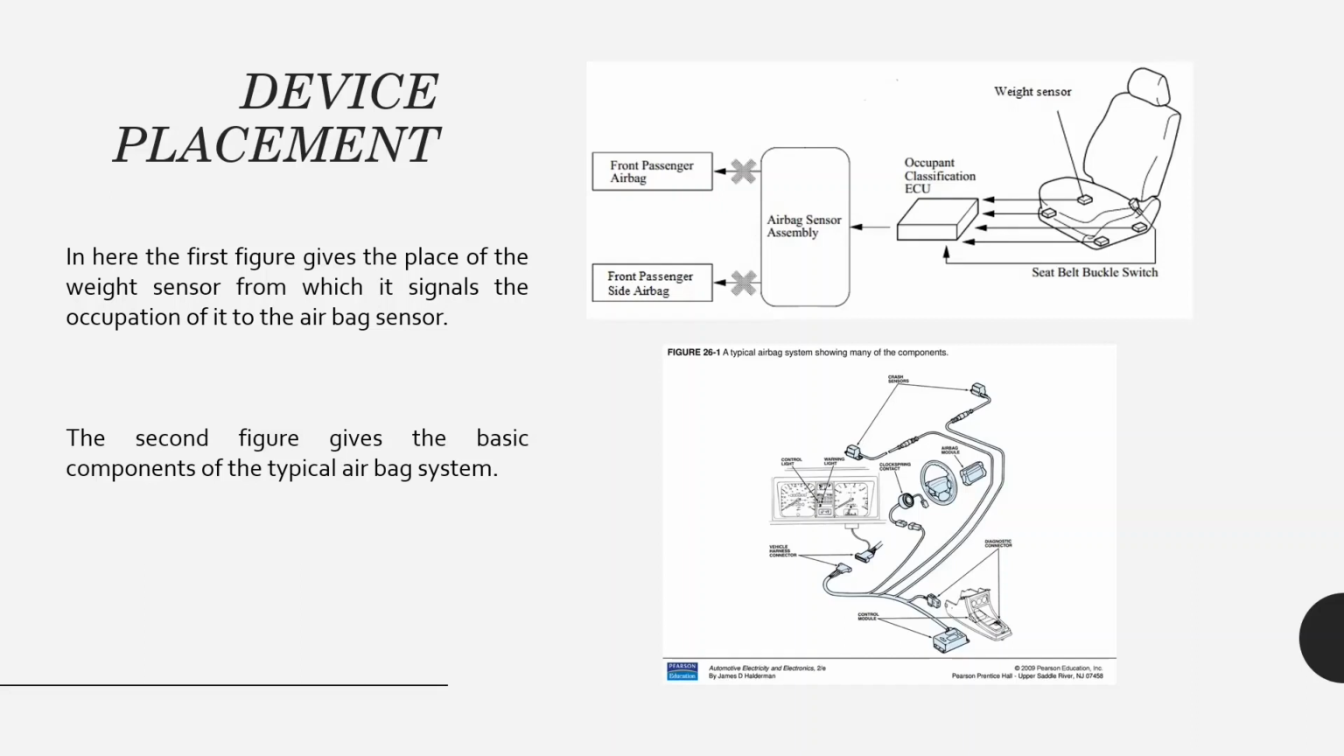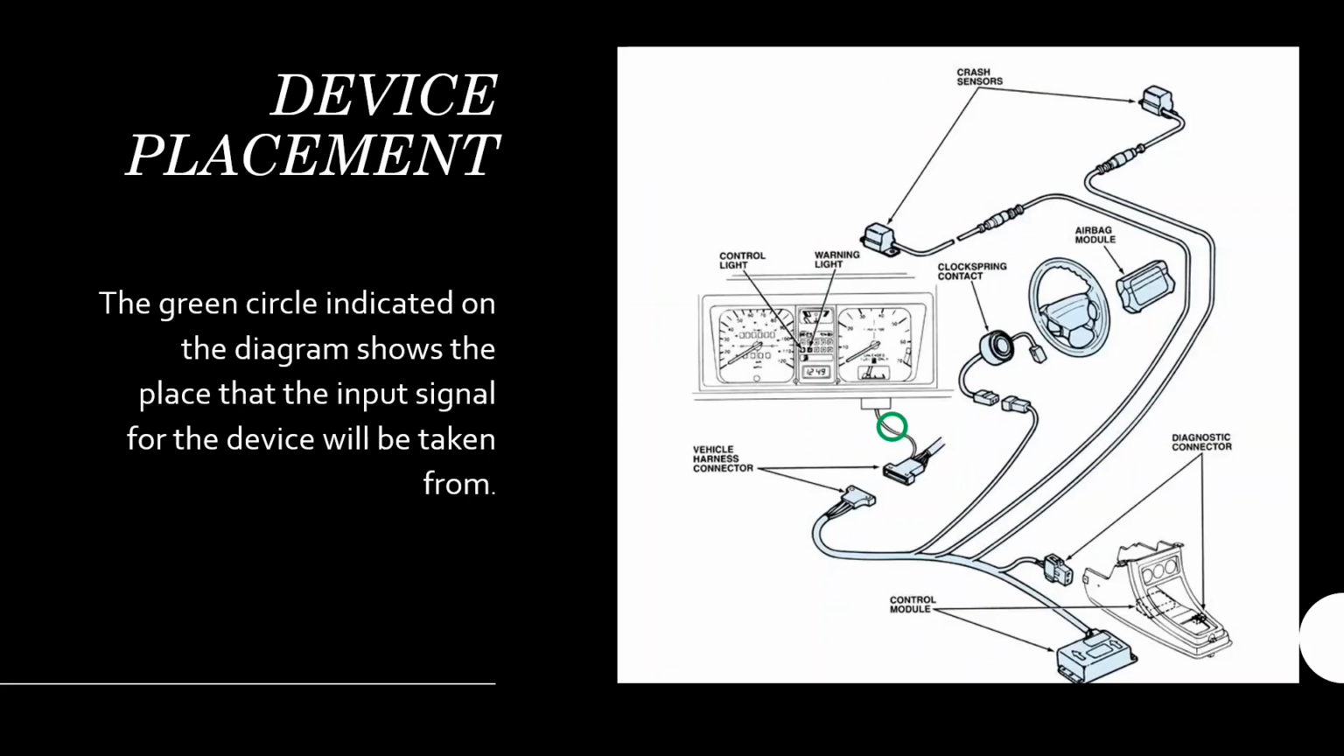And if there is an ECU present, the airbag control unit will send the signal to the ECU saying airbags have been deployed, and then the ECU will send the signal to the dashboard to turn on the indicator. If not, the airbag control module will send a signal straight to the dashboard. The green circle on the diagram shows the place that the input signal for the device will be taken from, after identifying the wire which carries the signal we want. And Vihanga will give you more information on the product components, the problems we will face, and also about the timeline.